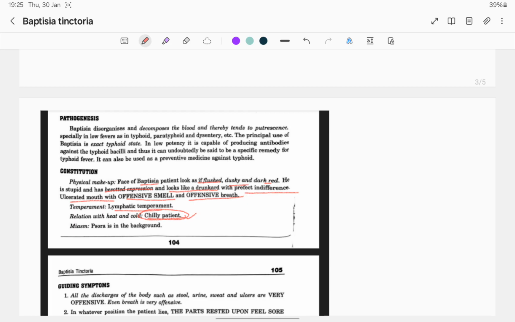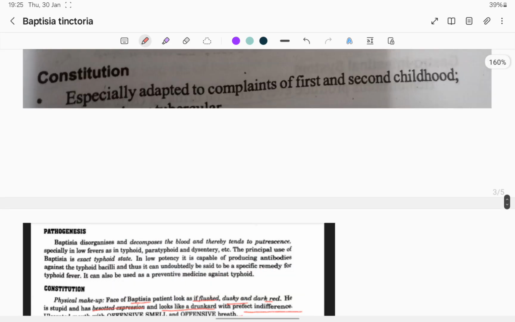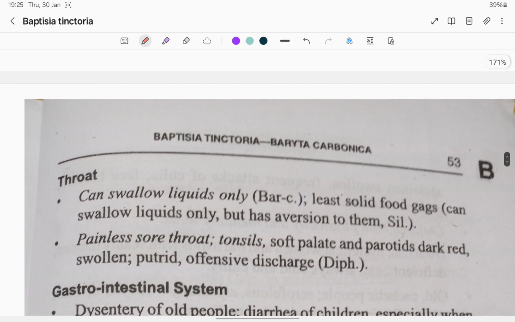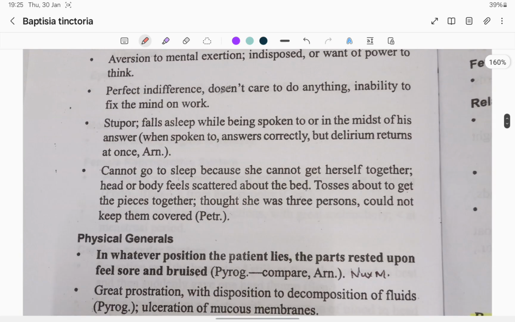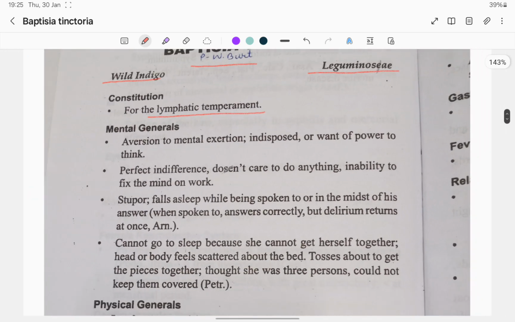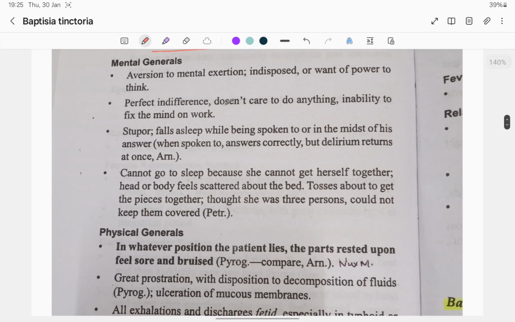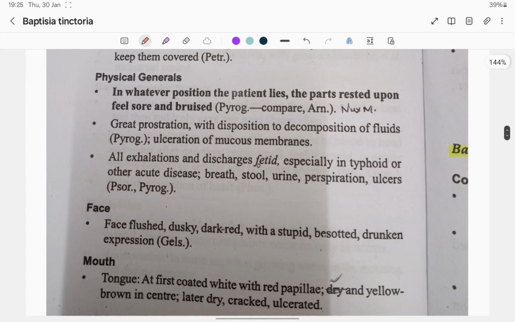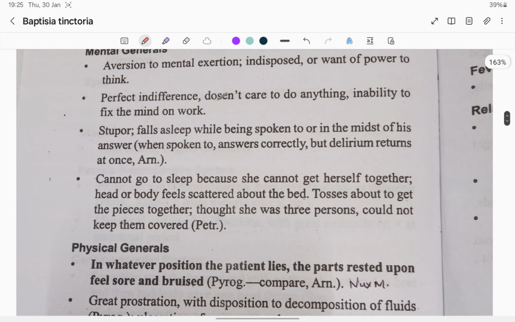Thermal reaction, it is a chilly patient. These are physical characteristics, miasm psora in the background. Now we are coming back to our Allen. Constitution, temperament is lymphatic temperament, and face, this is also constitution. Face flushed, dusky, dark red, with a stupid, besotted, drunken expression like Gelsemium. Gelsemium patients also have this characteristic face.